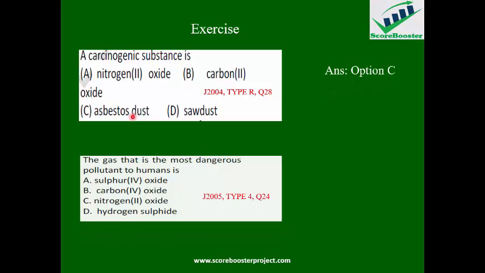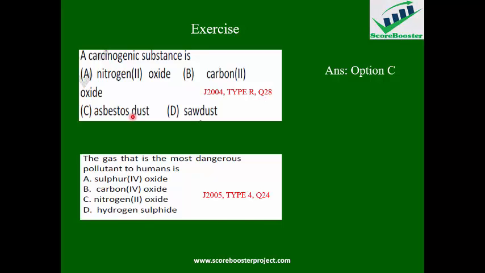Option C. The gas that is the most dangerous pollutant to humans is dash. Sulfur dioxide, carbon dioxide, nitrogen oxide, hydrogen sulfide. In answering this type of question, if you don't know the property of any of them, and maybe you know some, you can use the process of elimination. So let us try that method here.